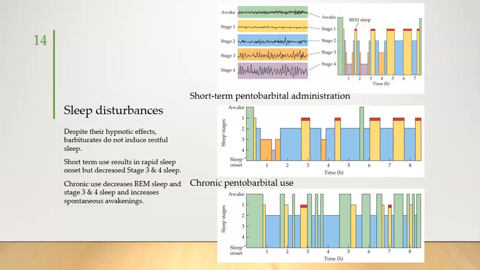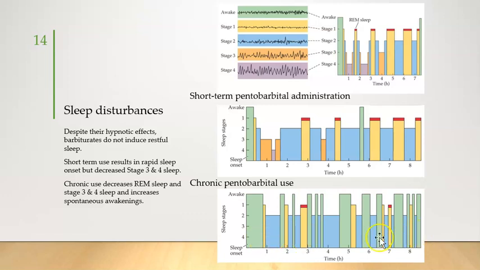But in chronic use, so if you become dependent on these, for instance, pentobarbital for sleep, then what happens is not only do you decrease the amount of REM sleep, so here you can see there's only 2 instances and they're very short of REM sleep. You also are continuing to decrease your stage 3 and 4 sleep, so now we don't have any stage 3 and 4 sleep, but you also have spontaneous waking, so you're going to wake up multiple times throughout the night. So it's no longer really useful as a sleep aid.